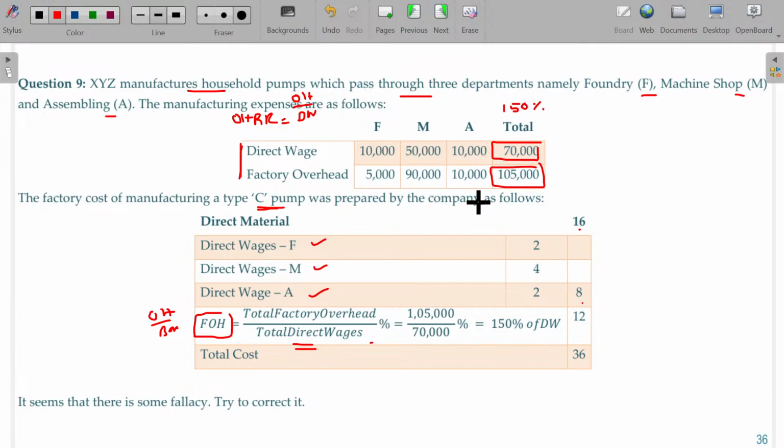Is that okay? So then they got the direct wages for the 3 departments 8. Factory overhead being 150% of the direct wages is found out, which is 12, and total cost being 36. Direct material, direct wages, factory overhead. It seems that there is some fallacy. Try to correct it. There may be some fallacy, some errors. What is that error here?